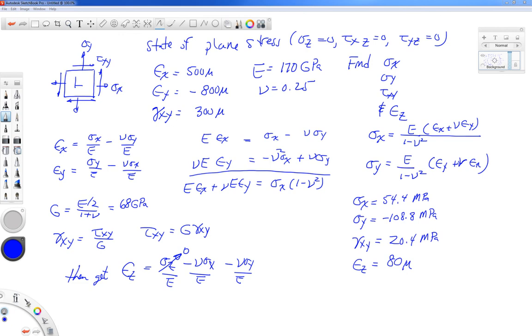All right, and you can check me on these, but what I got was sigma x is equal to 54.4 megapascals. Sigma y is minus 108.8 megapascals. That should say tau xy is 20.4 megapascals. And the strain in the z direction is 80 microstrain, 80 times 10 to the minus 6. Micro means 10 to the minus 6.